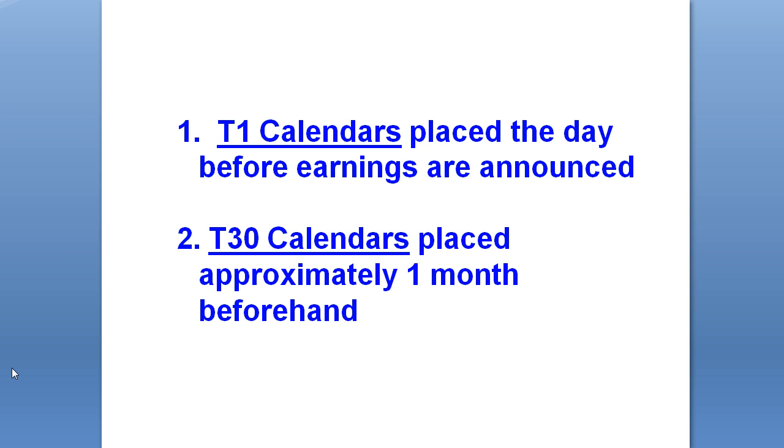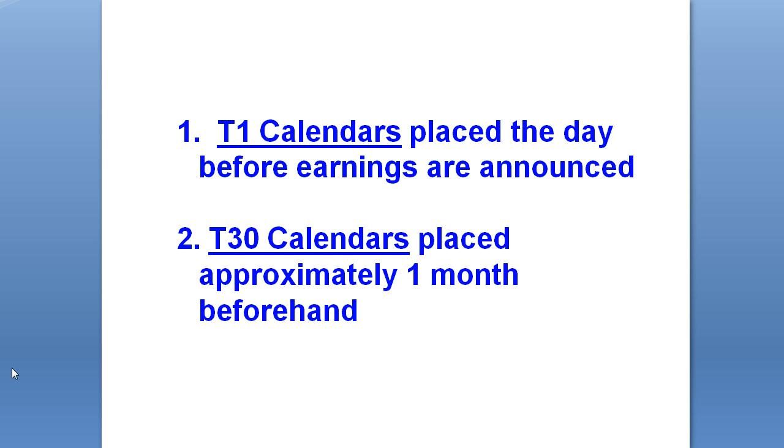Number one, T1 calendars, or T+1 calendars. We call it T1 for short. That's because they're put on the day just before earnings are announced, just one day prior. Now, T+30 calendars, or T30 calendars for short, are placed approximately a month beforehand.